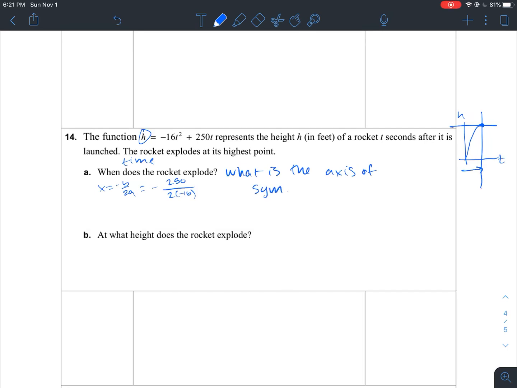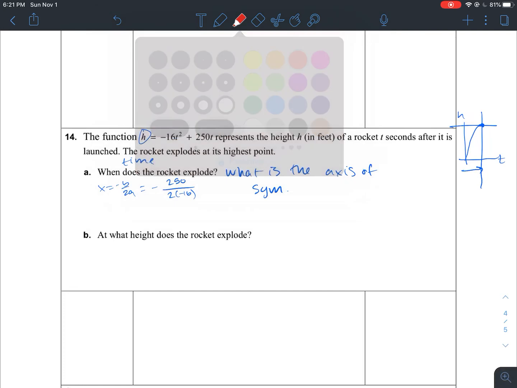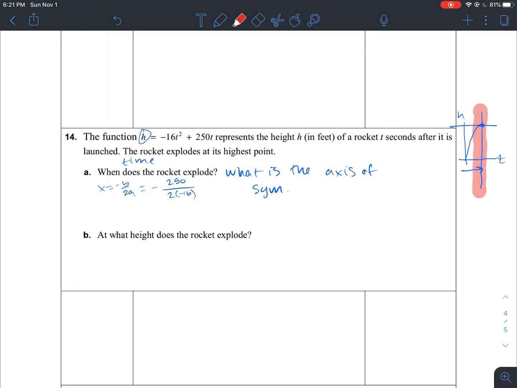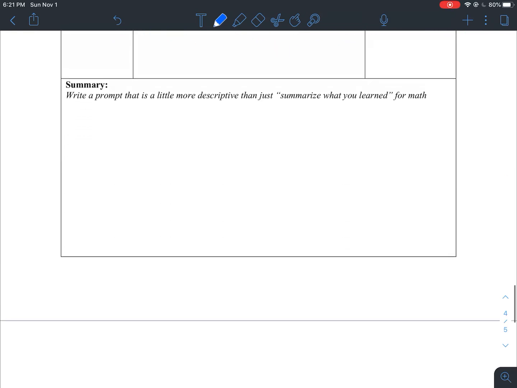So like right here, this is the axis of symmetry. And then at what height does the bomb explode? This is what is the max. So I'll let you guys do that on your own. Hopefully you can find the answer. Let me know if you have any questions. But that should pretty much do it.